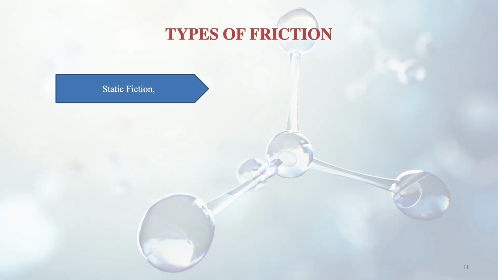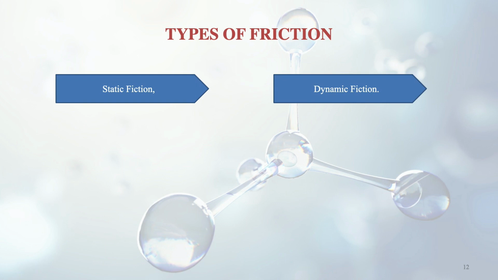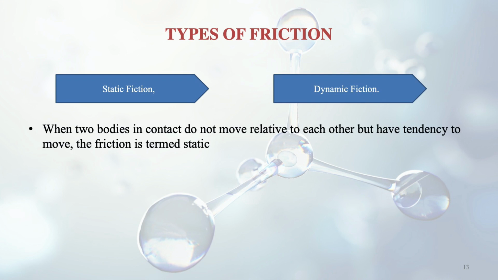What are the types of friction? There is static friction and dynamic friction. These are the basic two types, and under them there will be subheadings also. When two bodies in contact do not move relative to each other but have the tendency to move, then friction is termed static. In actual terms they are not moving, but if they are rubbing against or moving relative to each other, then there may be some movement.